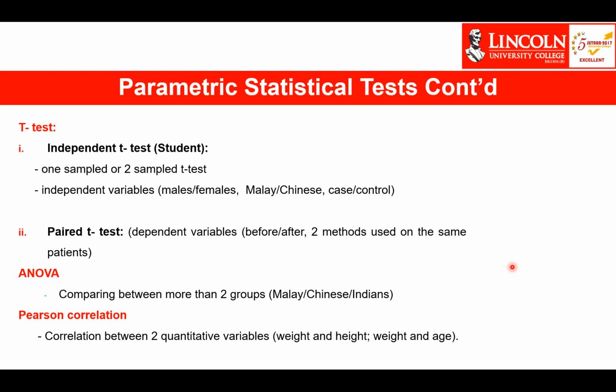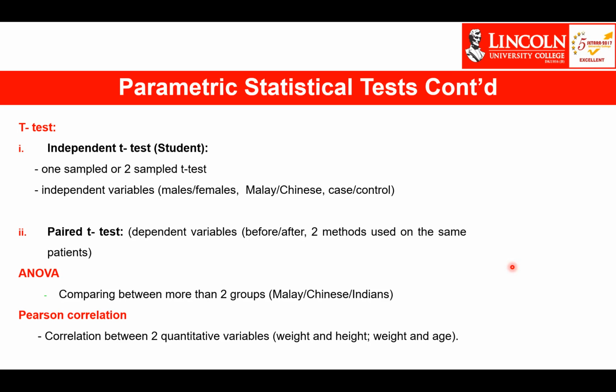When you have dependent variables, such as before and after, two methods used on the same patients. Then another parametric statistical test could be ANOVA, where you are trying to compare more than two groups. In this case, you have Malay, Chinese, and Indian. You have countries such as Malaysia, Singapore, Indonesia, and so on. So whenever you have more than two groups, that's when you use ANOVA. There are some other conditions, okay? But basically, when you have more than two groups, that's when you use ANOVA.